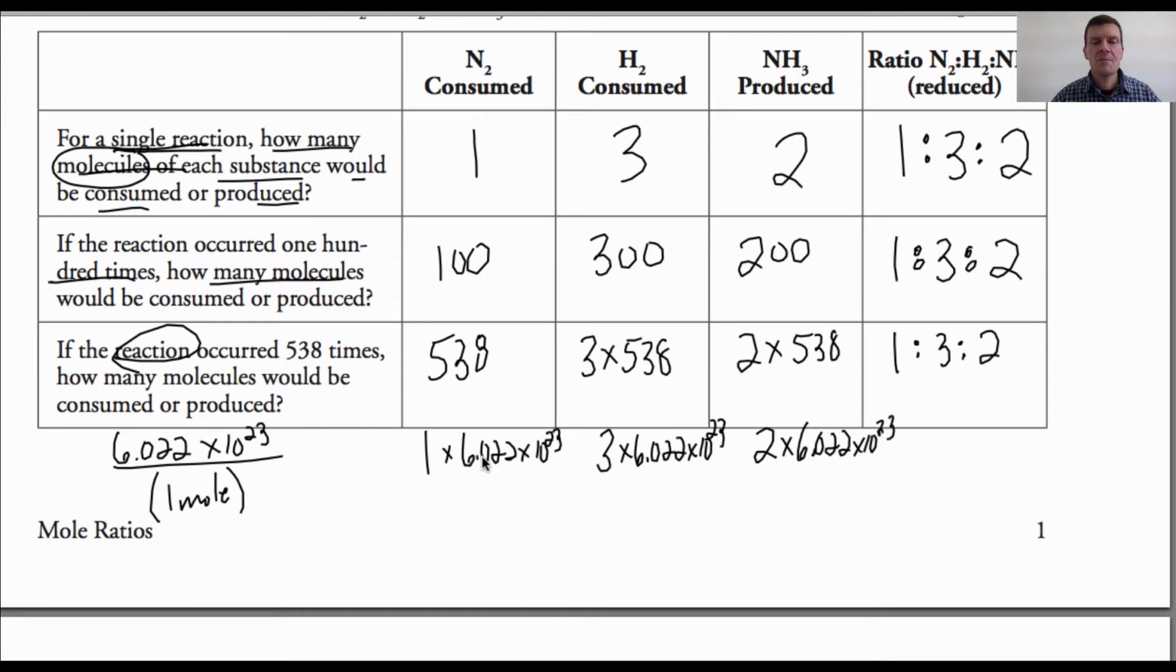By the way, I'm not going to write 6.022 times 10 to the 23rd. What if I just said I would need 1 mole? I would need 3 moles. And I would need 2 moles, because that's what that number is. A mole is just a number. Notice it's still a 1 to 3 to 2 ratio.